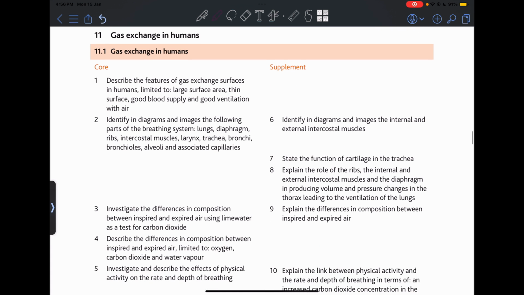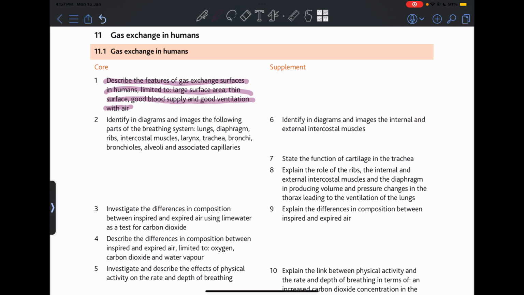Chapter 11, which is about gas exchange in humans. 11.1, gas exchange in humans. Core students and extended, they have to describe the features of gas exchange surfaces in humans limited to large surface area, thin surface, good blood supply, and good ventilation with air.